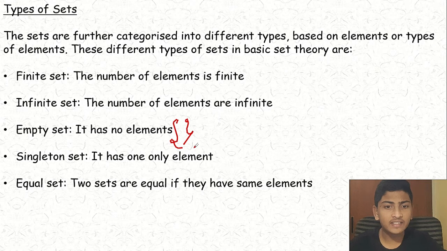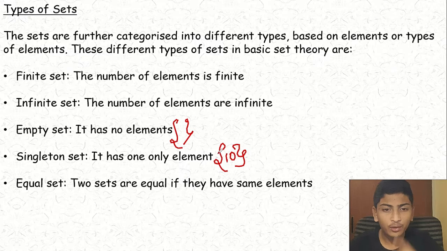And a singleton set means it has only one element. It may be anything, but it has only one element, like 1, 2, 10, any single element. It is known as a singleton set. Next, equal sets. Two sets are equal if they have the same elements.